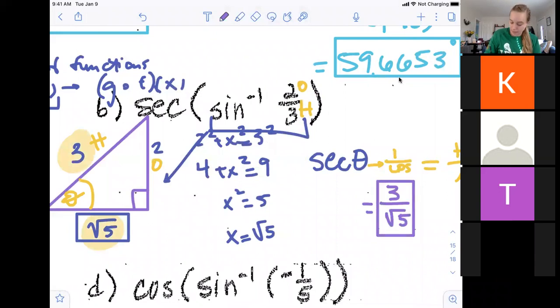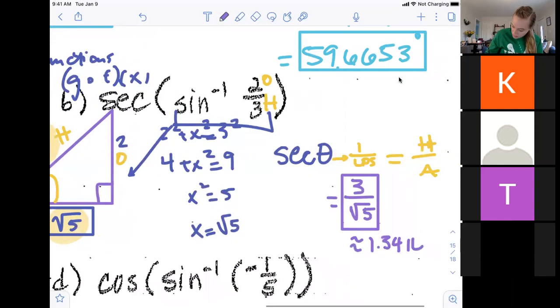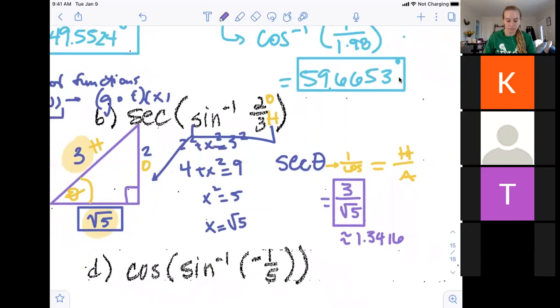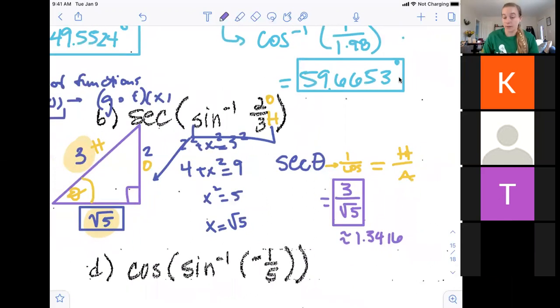Again, I'm going to find my decimal because I'm going to need it later. And I get 1.3416. Again, all I've done in these shapes was I took the inside function to make a triangle. I took the two sides that they gave me to find the third side using Pythagorean theorem. And then now with my full triangle, I found whatever trig function was on the outside that they asked me to find.